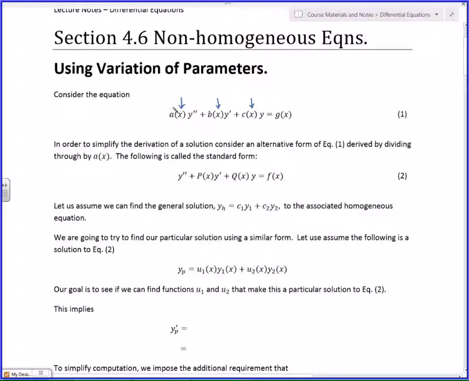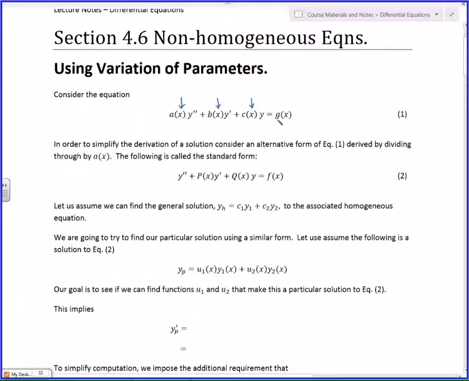All right, so in 4.6, we're doing the variation of parameters. We have coefficients out here. If they're constant, this technique will follow. If they're non-constant, this technique still works. And in a minute, I'll point out why this may not help us as much when there's x's in there, because we still got to find the homogeneous solution.